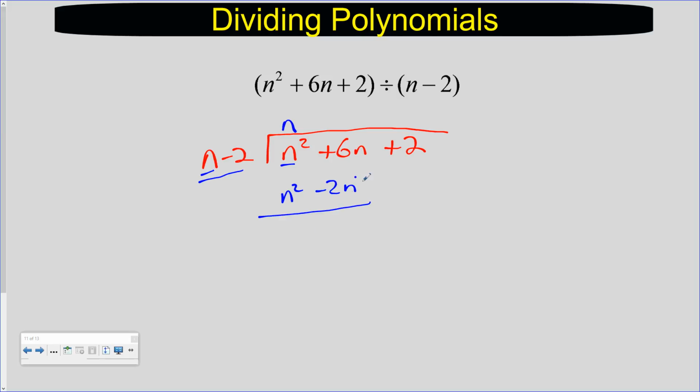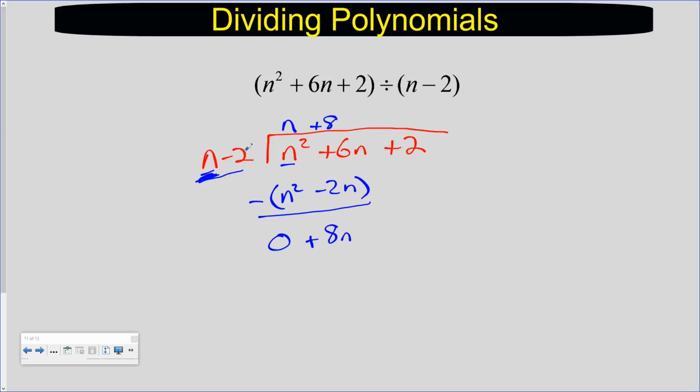So I'm going to subtract. I'm going to subtract what I just got from what I have. N squared minus n squared is 0. 6n minus negative 2n. I'm double negative there. 6 minus a negative, I'm going to add. I'll get 8n. Positive 8n. I have to look at what would I have to divide my first n by here, by my divisor. What would I have to multiply that by to get 8n? I'd have to multiply by 8. So I'm going to add an 8 up top.